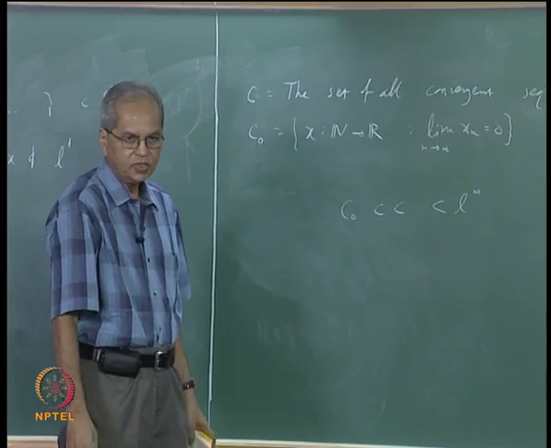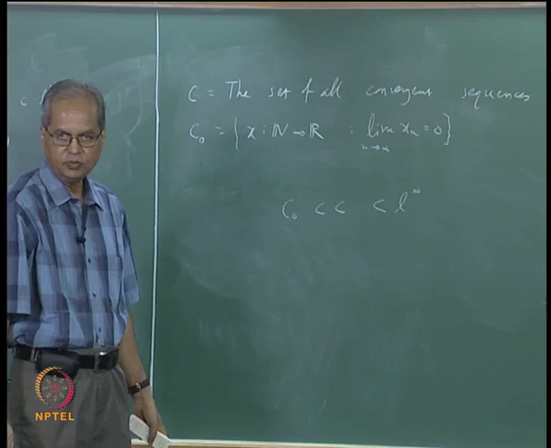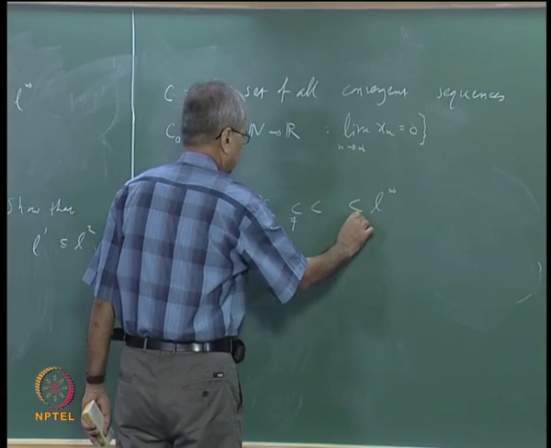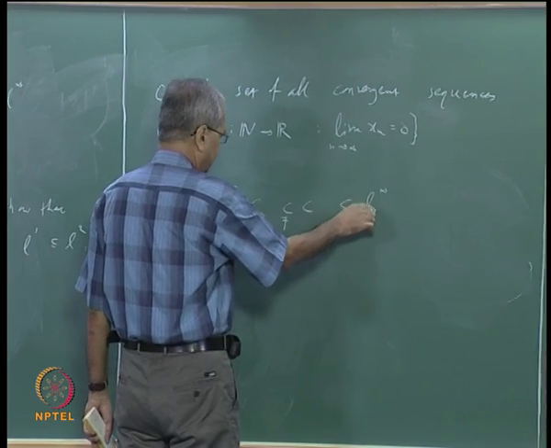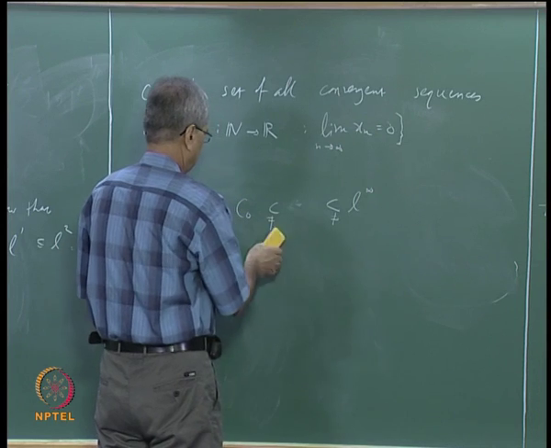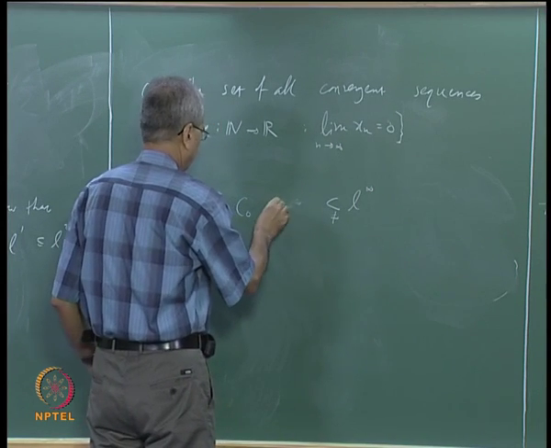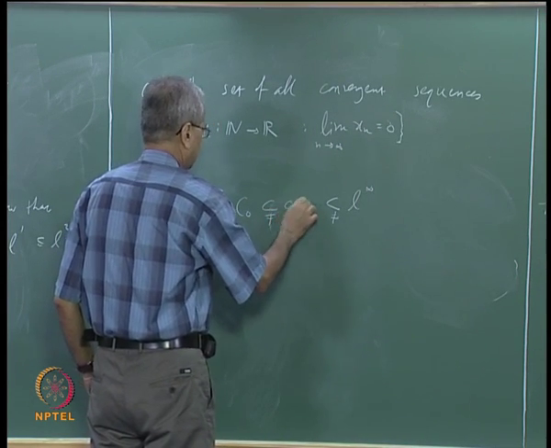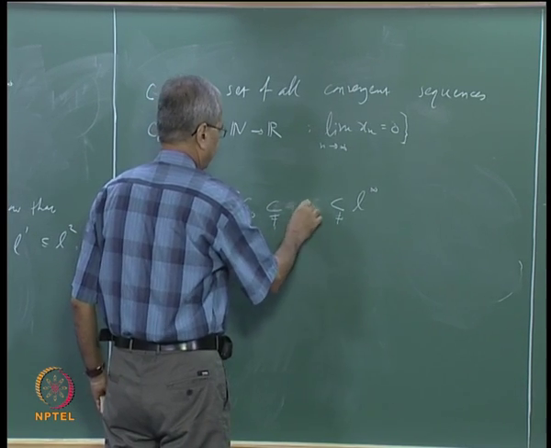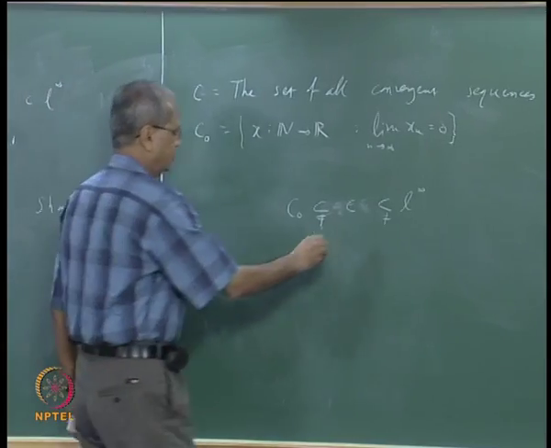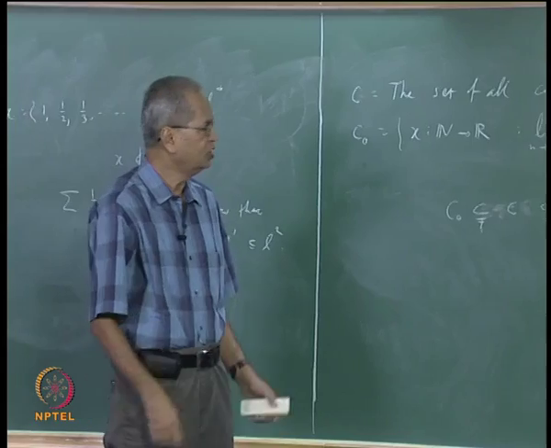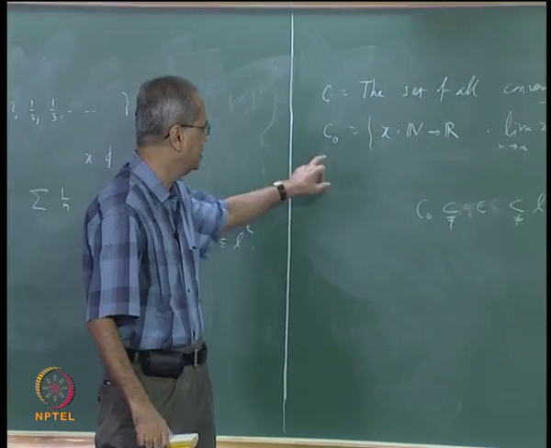Is the inclusion strict every time? In fact, we can easily find a sequence which is bounded but not convergent. This is small c. Now what about the relationship between all those LPs and this C naught?